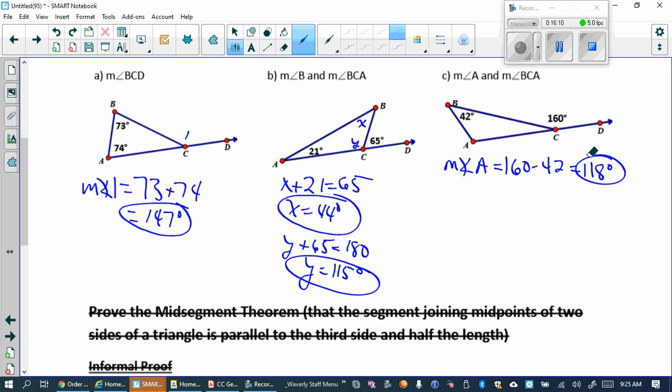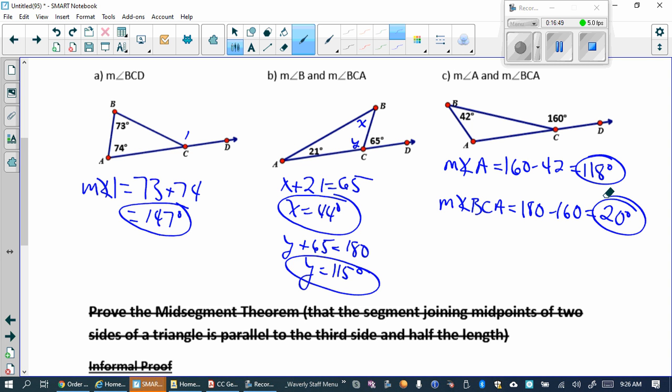How about BCA? How are we going to get BCA? 20 degrees. That's 160. Okay? Or, once you had this as 118, you could just forget this thing here and you could do 180 minus 118 minus 42 and get 20, right? So there's all kinds of different ways to get at things a lot of times.